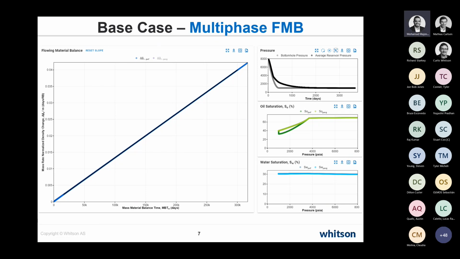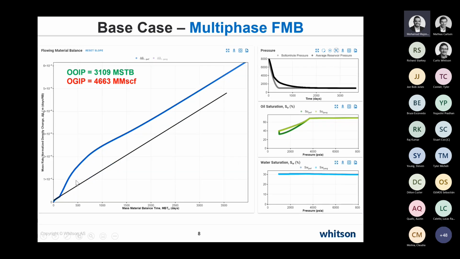This is straight out of just running the multi-phase flow material balance. This is what you would get in this model. The OIP there is 3,100, 3.1 million basically, so it's very close to what we had in the model. It very accurately predicts that. One thing that we don't see here is the typical shape of the multi-phase flow material balance, where you have a transitional period, and that's because that's happening very early in the life of this well. If I zoomed into this portion here, we would see that shape.